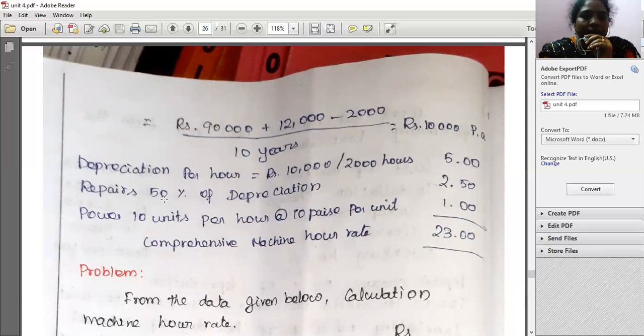Then repairs are 50% of depreciation: you take the value and find 50% of it, which is 2.50. And power is 10 units per hour at 10 paise per unit, as given in the problem. You take 10 units into 0.10, which is 1. The total value is 23. Then the comprehensive machine hour rate has to be found out.